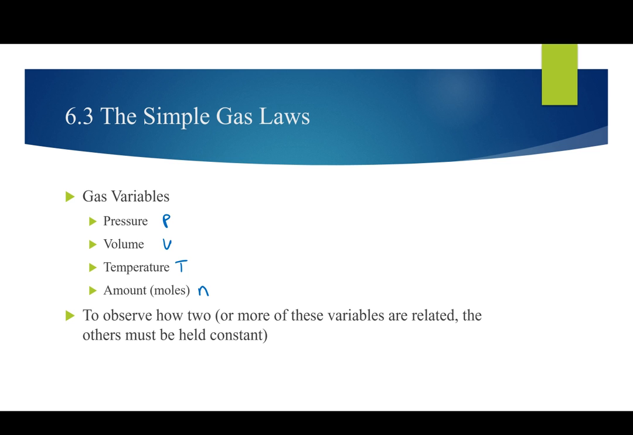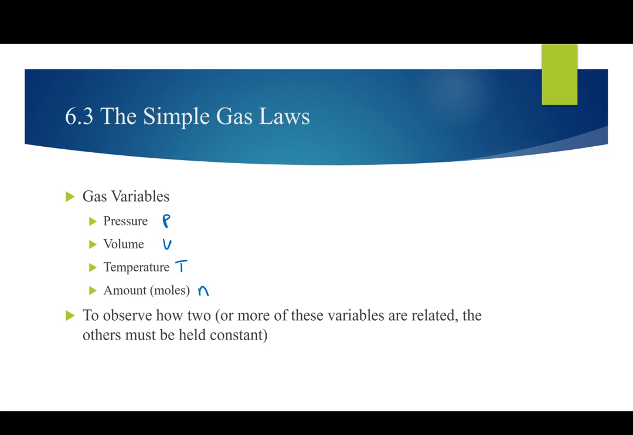That amount has to be in moles, not grams, because 1 mole of hydrogen has the same amount of stuff in it as 1 mole of oxygen, which has the same amount of stuff in it as 1 mole of krypton. But 1 gram of hydrogen does not have the same amount of stuff as 1 gram of oxygen, and so on and so forth. So your amount is always in moles, and again, it's N.